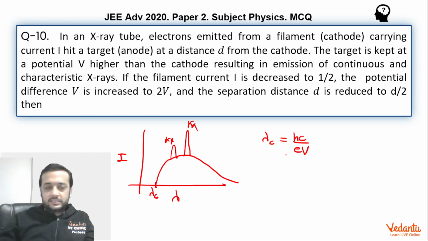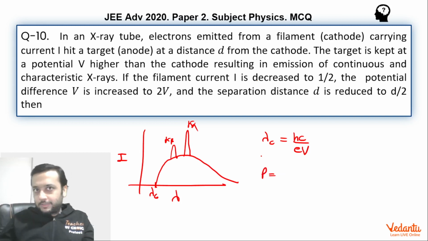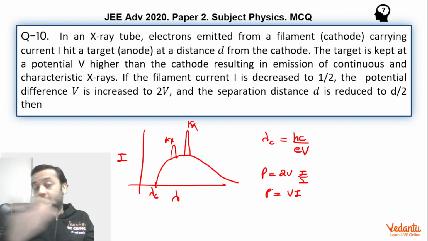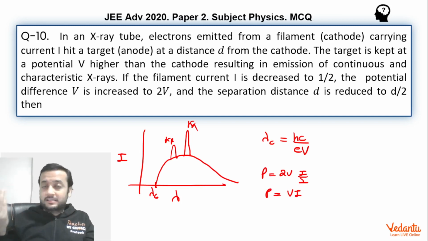Okay, so if you see the changes that are happening over here, we are doubling the potential difference and reducing the filament current to half. That means if you think in terms of power, the power of the electron beam that is coming is still constant, 2V into I by 2. That means the power of the electron beam, all the electrons that are coming, is still constant. So basically, the energy of all the X-rays that will be produced is going to remain constant, right? Hence, we can say that the energy of all the X-rays is going to remain constant.